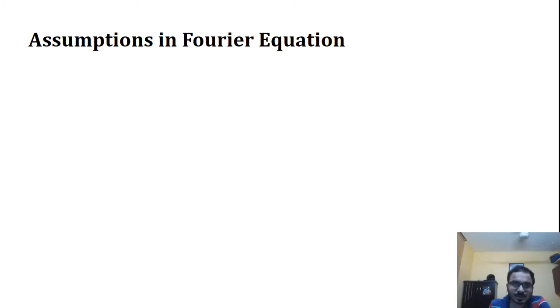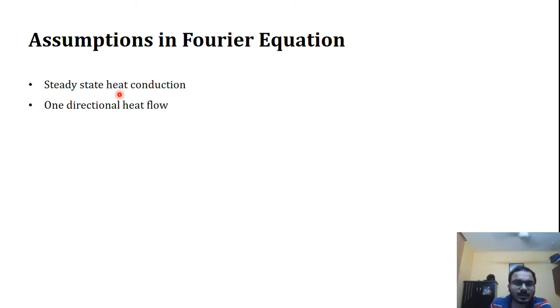Now there are few assumptions in Fourier's equation that we need to see. First is steady state heat conduction. Now what is the meaning of this? The meaning of steady state heat conduction is the value of temperature does not change with respect to time. That is, temperature is not a function of time. Second is one directional heat flow. It is possible that heat can flow in all three directions, x, y and z. But the previous equation that we studied, that is Q is equal to minus K dT by dx, is only applicable for the x directional heat flow.